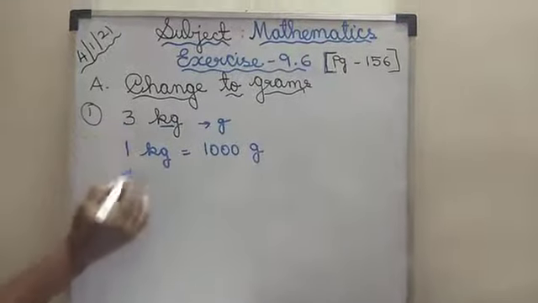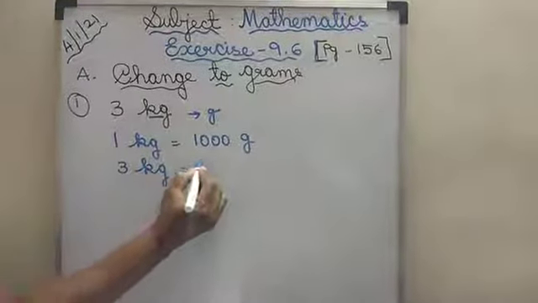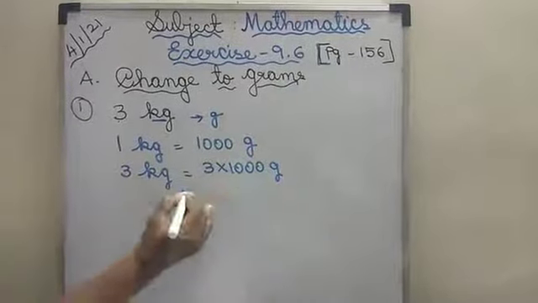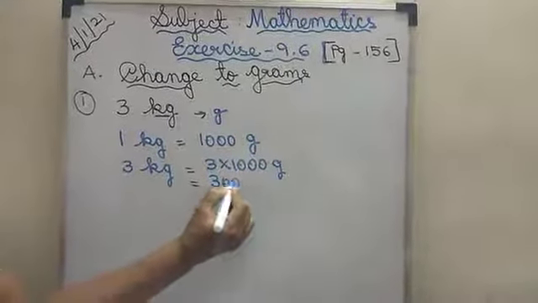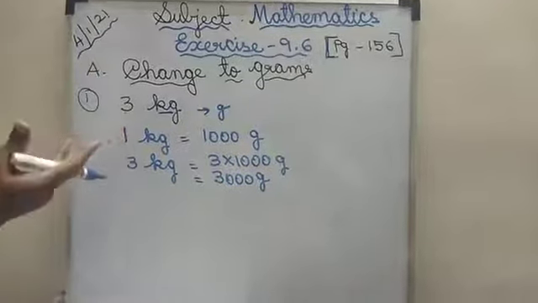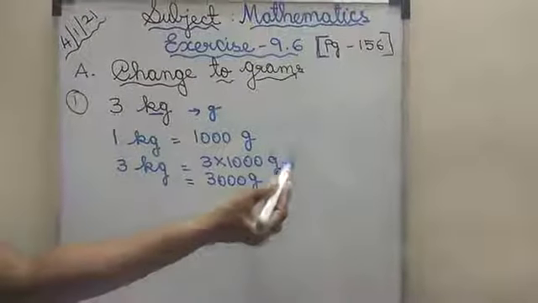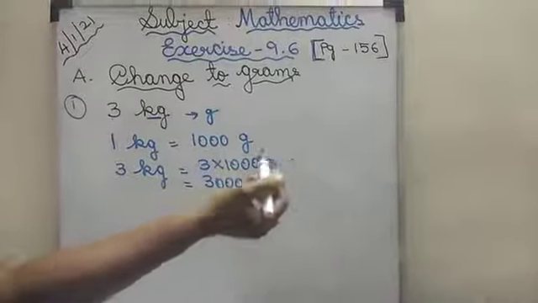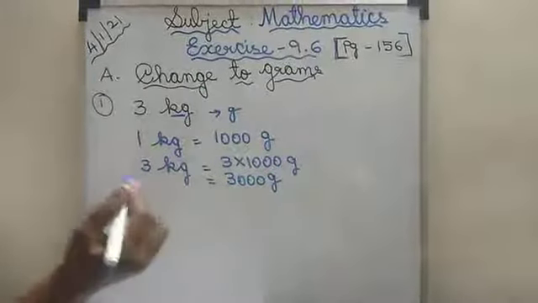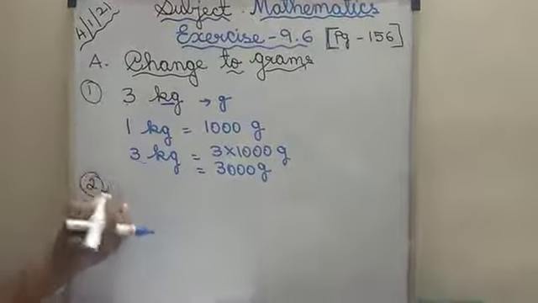So when 3 kg means what will come children? 3 kg is equal to 3 into 1000 gram. So what's the answer children? 3000 gram. Easy or easy? It's the same procedure that we learned in liters, isn't it children? For that one we wrote kiloliter, liter, like that. So gram. So what's the answer? 3000 gram. And one more sum I will teach you in this method.